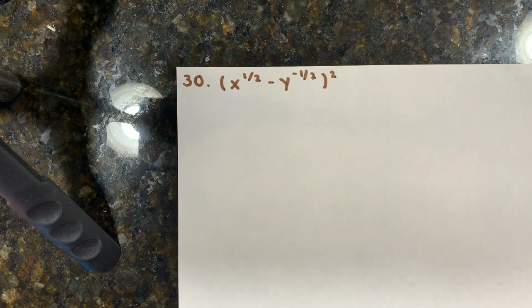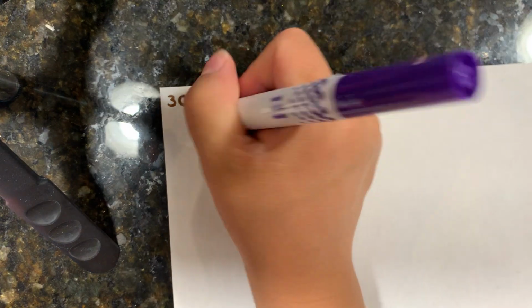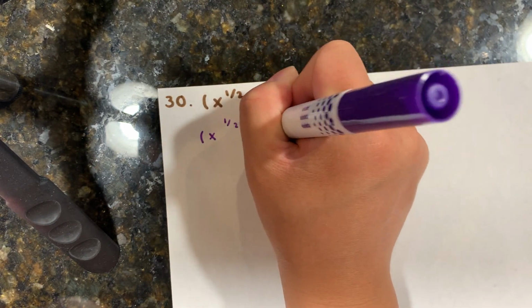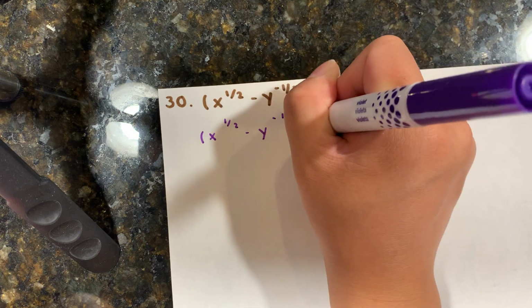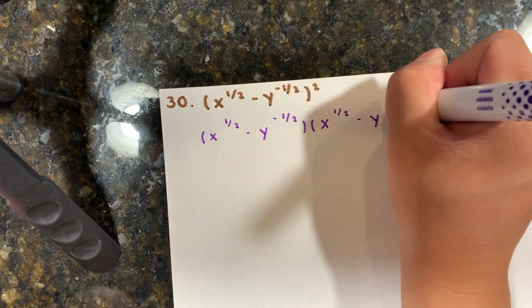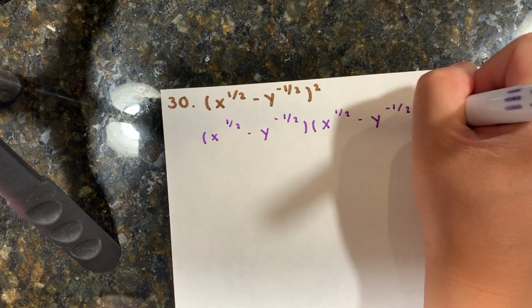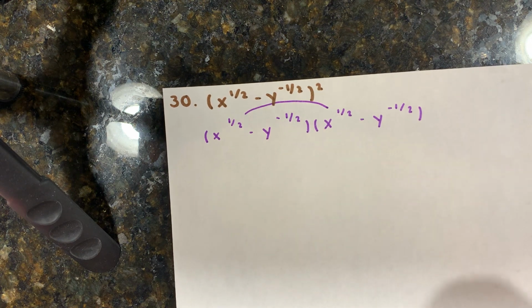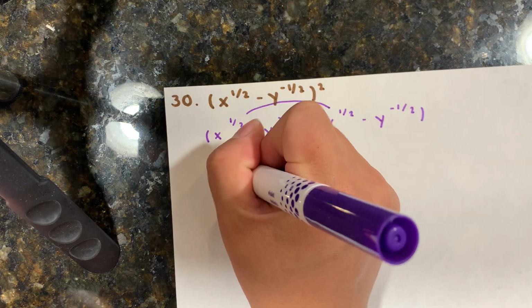And our last problem would be number 30. I'm going to square this. It'd be x to the 1/2 minus y to the negative 1/2 times x to the 1/2 minus y to the negative 1/2. Remember, when you multiply, you add exponents. So 1/2 plus 1/2 would be a whole, so that would just be x.